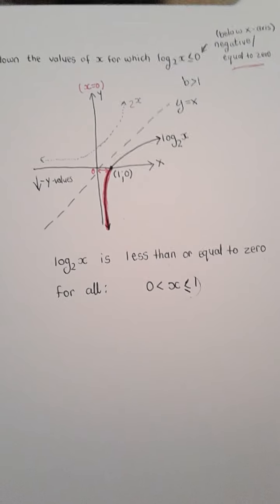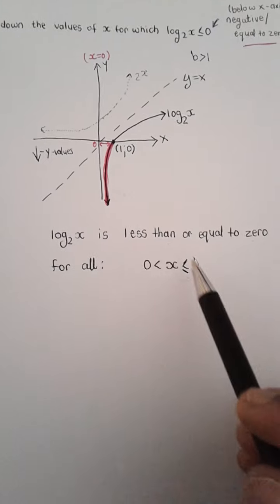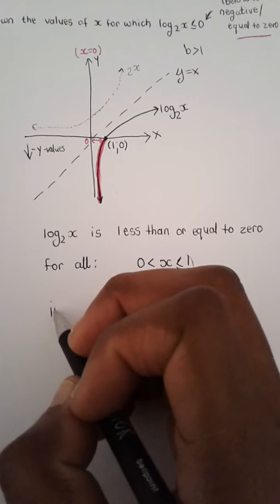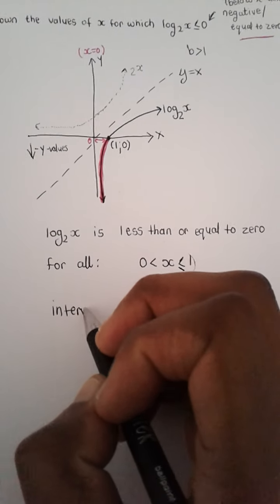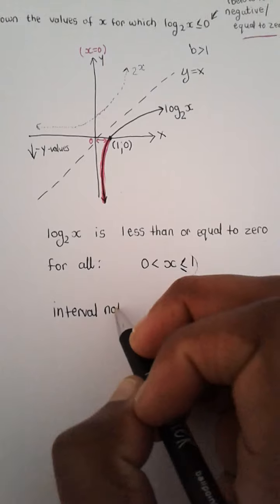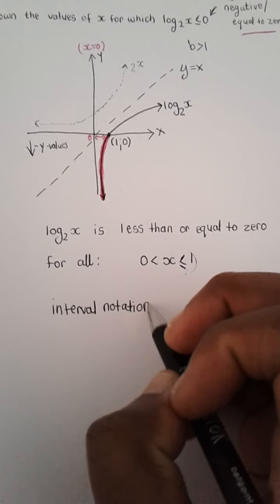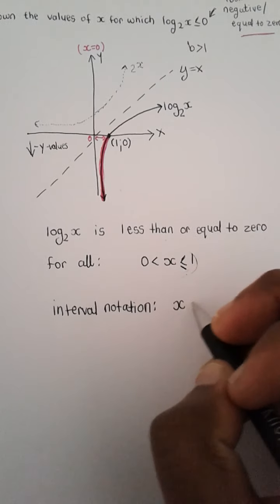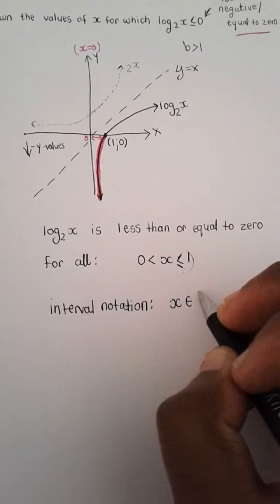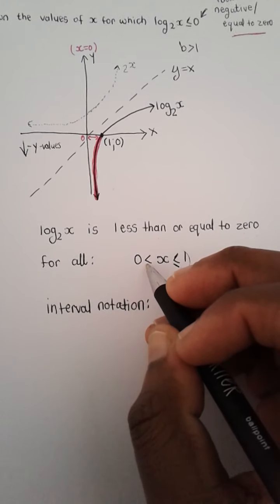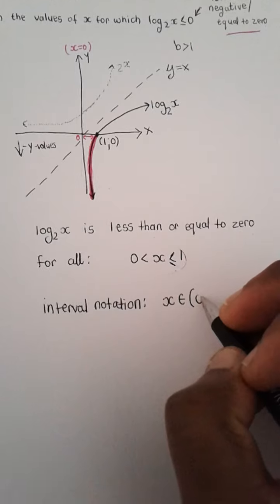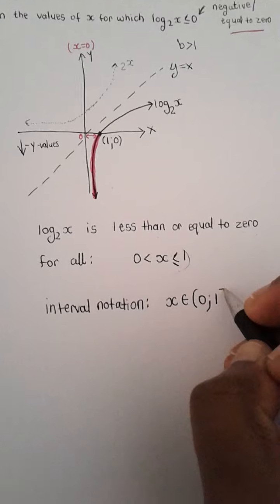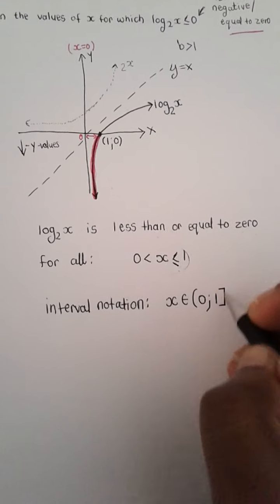That would be your solution in inequality form. If you wanted it in interval notation, then you would state that x is an element of an open bracket at 0, because you don't have an equal sign there and it's not included, up until the value of 1, and the 1 is included.